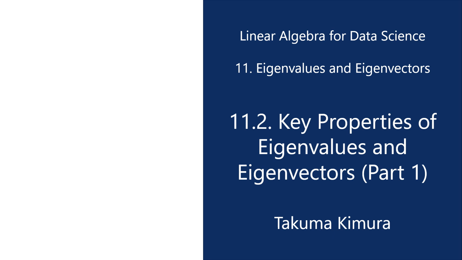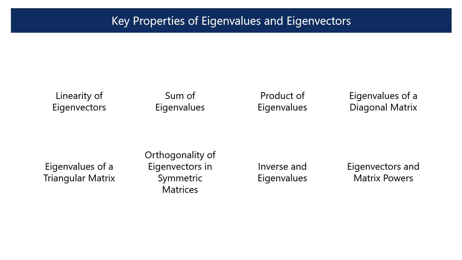Chapter 11, Section 2, Key Properties of Eigenvalues and Eigenvectors, Part 1. Eigenvalues and eigenvectors have some key properties that make them useful in various applications. I will explain these properties one by one. In this section, we focus on these two properties.